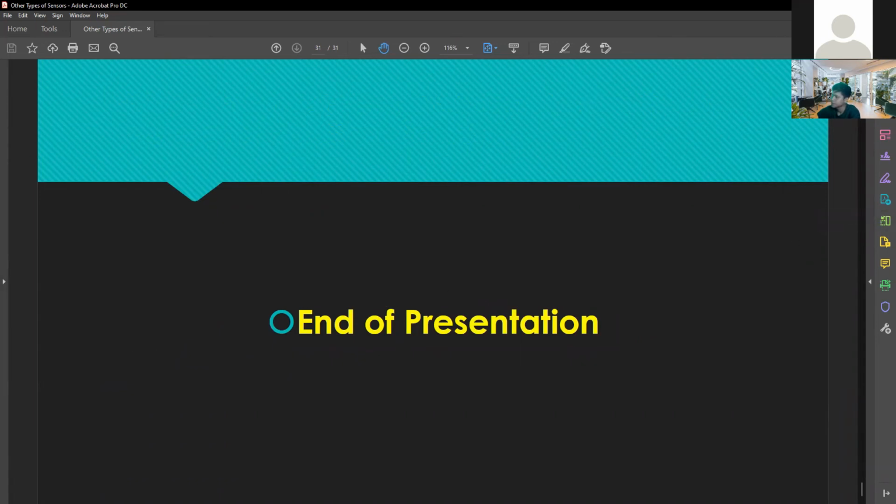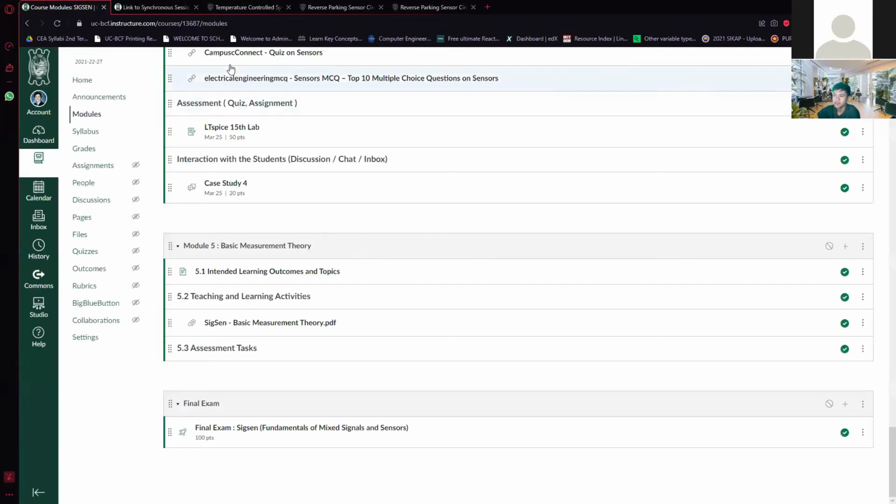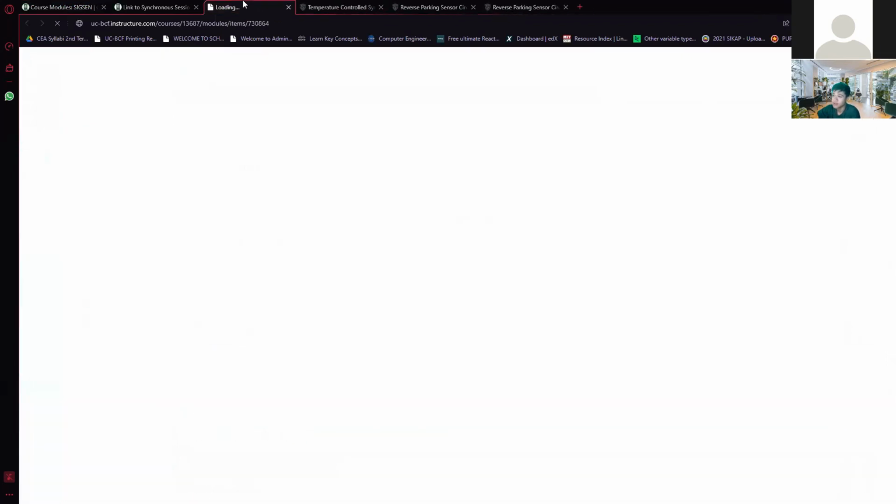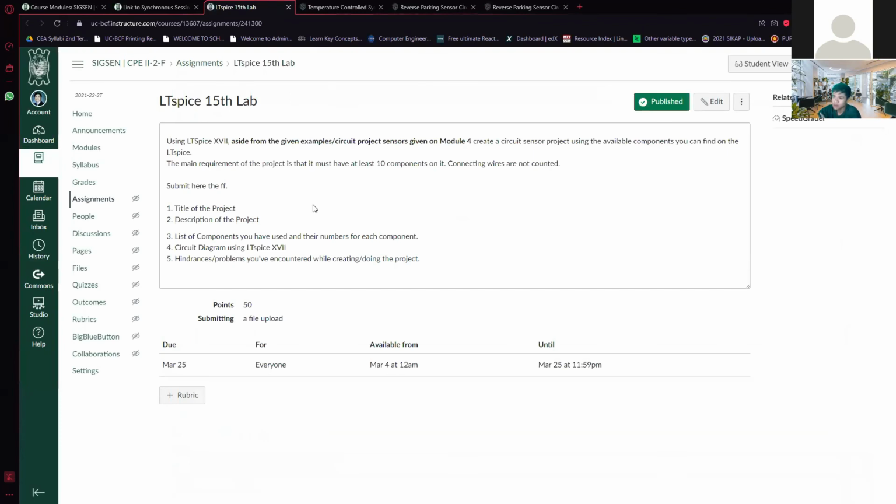If there is no more question, then I guess we can now proceed to your 15th lab, lab number 15. In this laboratory, using LTspice 17, aside from the given examples or circuit project sensors given in module 4, create a circuit sensor project using the available components you can find in LTspice. You can search on the internet, and you can copy exactly as it is, as long as it's not on module 4.